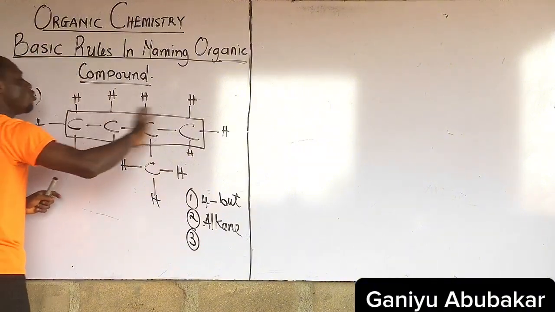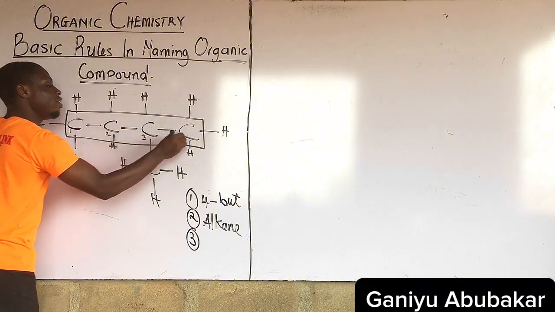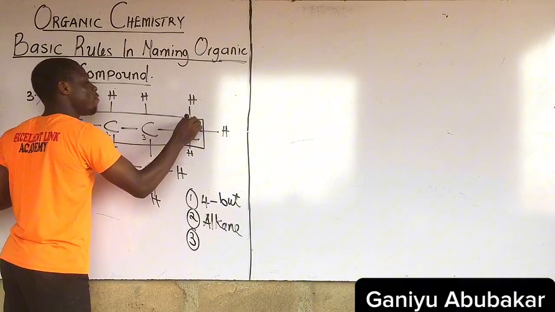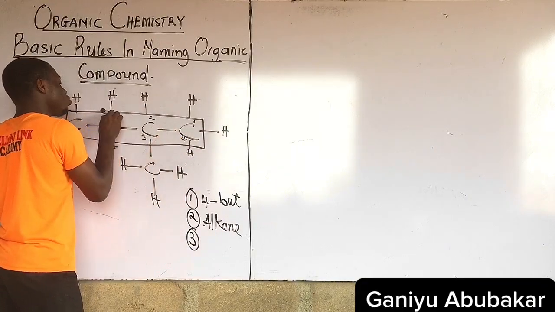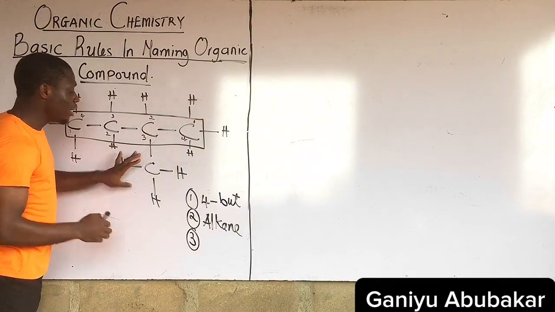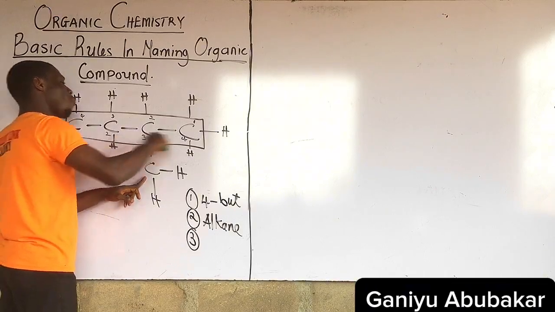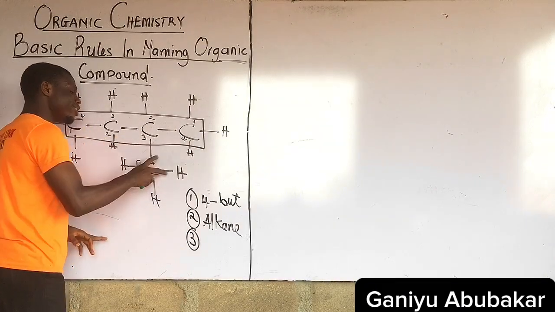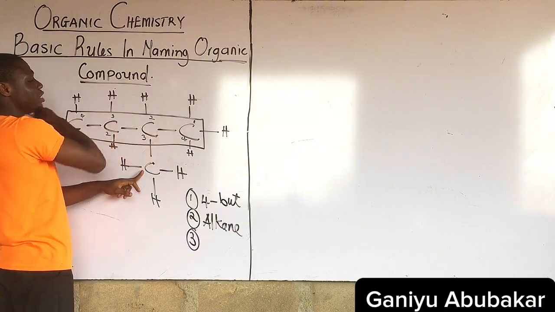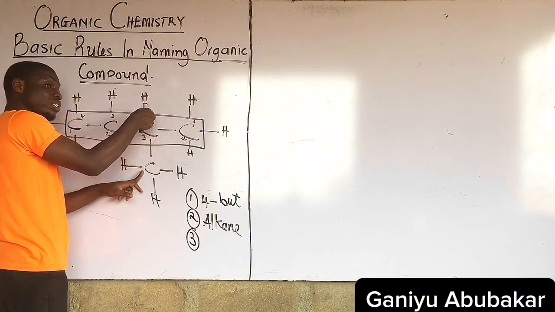If I do my upper numbering, this is carbon 1, 2, 3, 4. Using upper numbering, this substituent is attached to carbon 3. Let's use lower numbering. I'll have carbon 1, 2, 3, 4. This substituent here is attached to carbon 2 using my lower numbering. In between 3 and 2, which one is the least? Of course, 2 is the least.